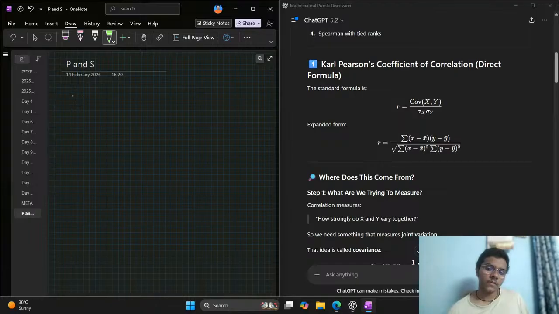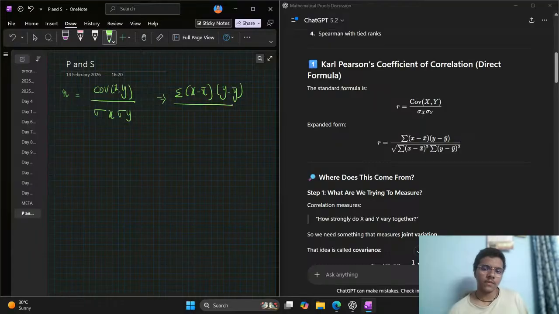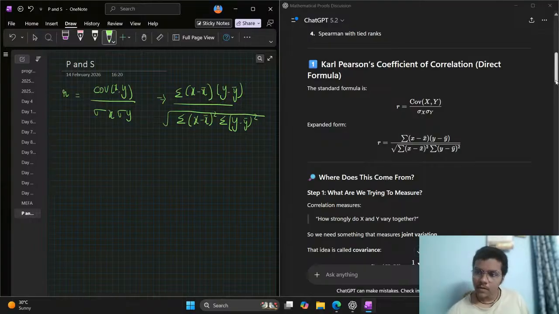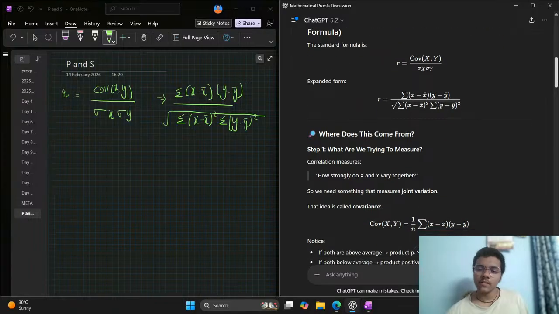The standard formula for Karl Pearson's coefficient of correlation r is equal to covariance of x, y divided by the standard deviations. So this can be done as sigma of (x minus x bar)(y minus y bar) divided by the square root of sigma (x minus x bar) whole squared times sigma (y minus y bar) whole squared. So this is the normal standard deviation.